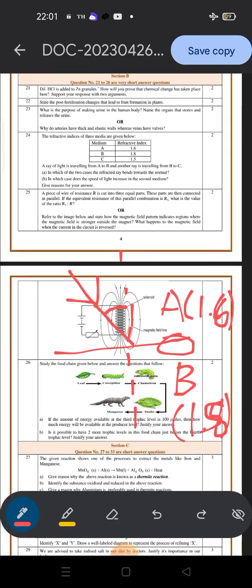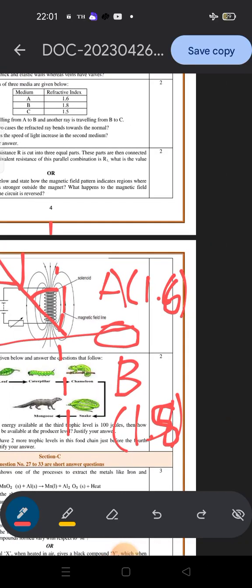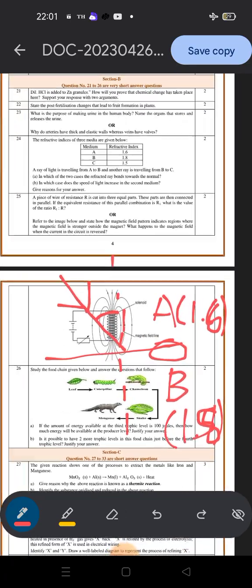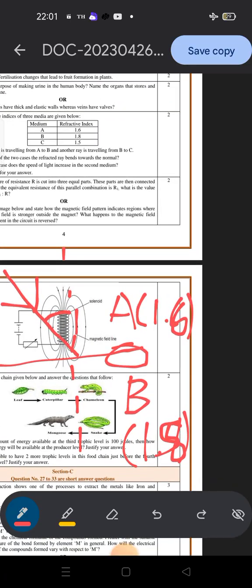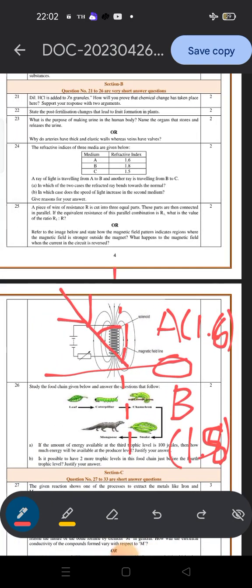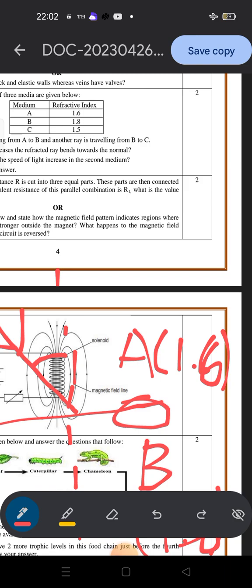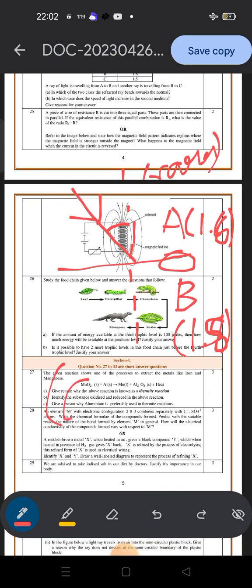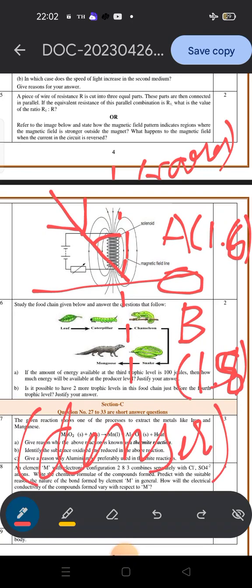Now if you compare the refractive indices of the two media A and B, you will see that medium A has lesser refractive index than medium B. 1.6 is less than 1.8. So A is the rarer medium here, while B is the denser medium. This particular ray is traveling from A, the rarer medium, to B, the denser medium. So it will bend towards the normal.